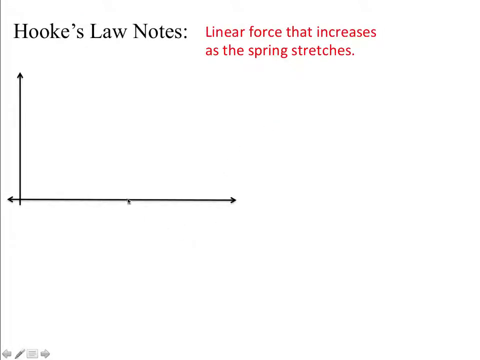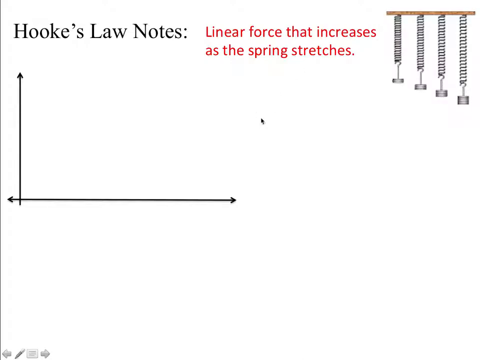So Hooke's law says, okay, we have a spring and we start to pull it. At the beginning, we can pull it with relatively little force, but as we pull it farther and farther and it stretches farther and farther, we're going to need more and more force to stretch it. So we have this relationship that looks kind of like this. So there's your linear force.